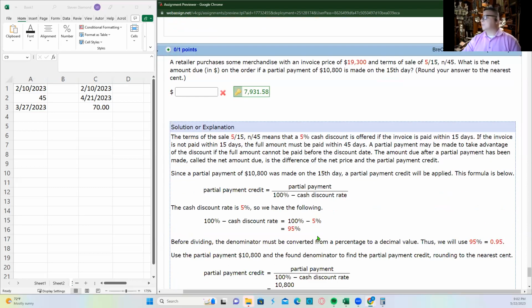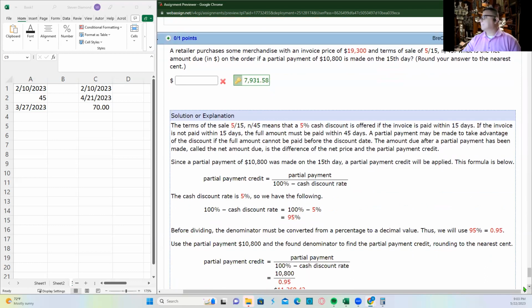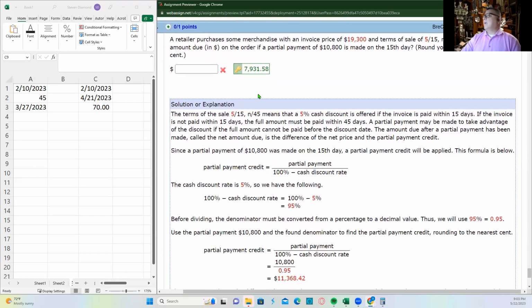Trying to get through all these so you at least see them. You purchase merchandise with an invoice price of $19,300. Terms of sale are 5% off within 15 days, net 45. What is the net amount due if a partial payment is made on the 15th day?